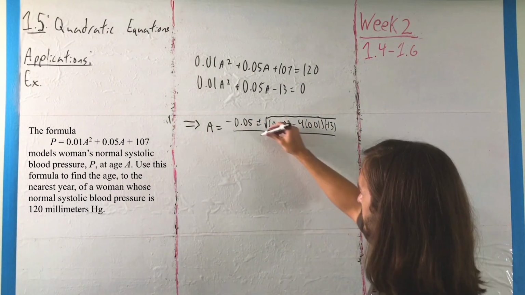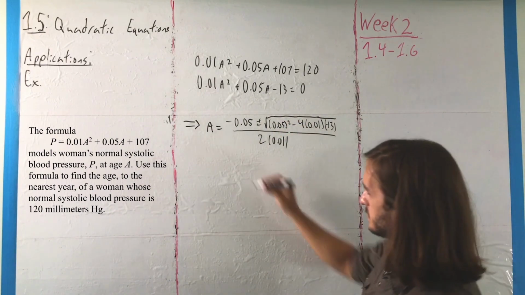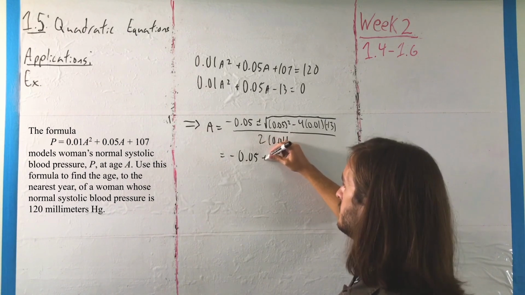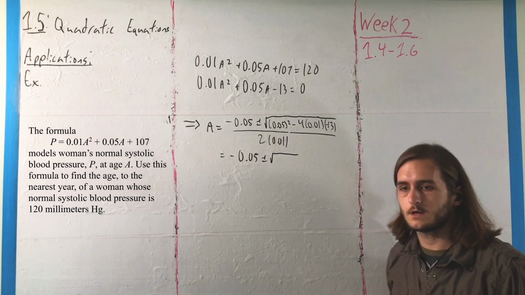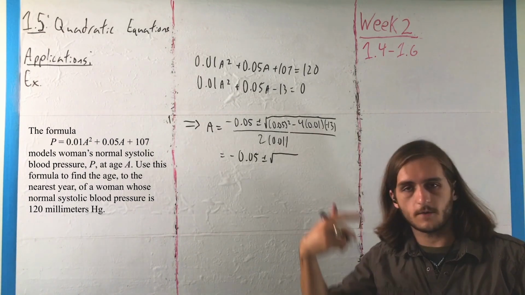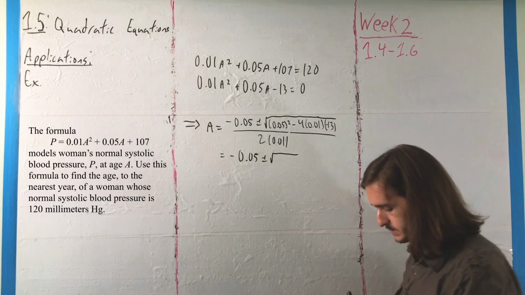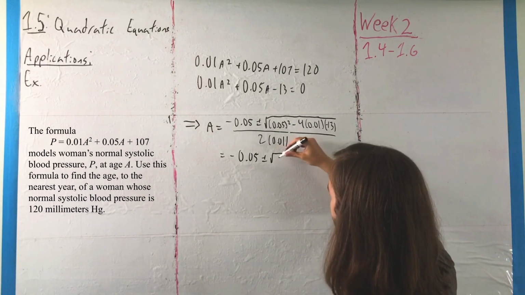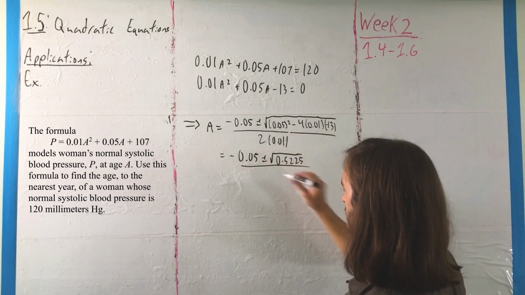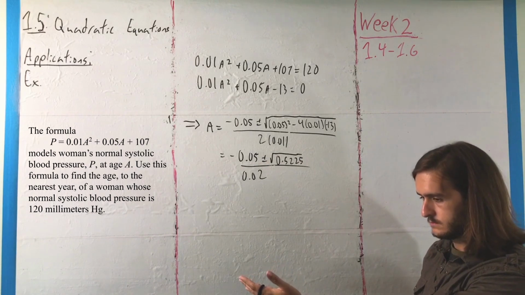And then on the bottom we have 2 times 1/100th. So we can simplify this stuff out a little bit. That negative 0.05 will remain a negative 0.05, very interesting. Plus or minus, in here, 0.05 squared is 0.0025. 4 times 0.01 is 0.04. And multiply 13 by that, and you get 0.52. So you're going to have 0.52 plus 0.0025 to get 0.5225, all over 200ths, which is an answer, but not a very good one.